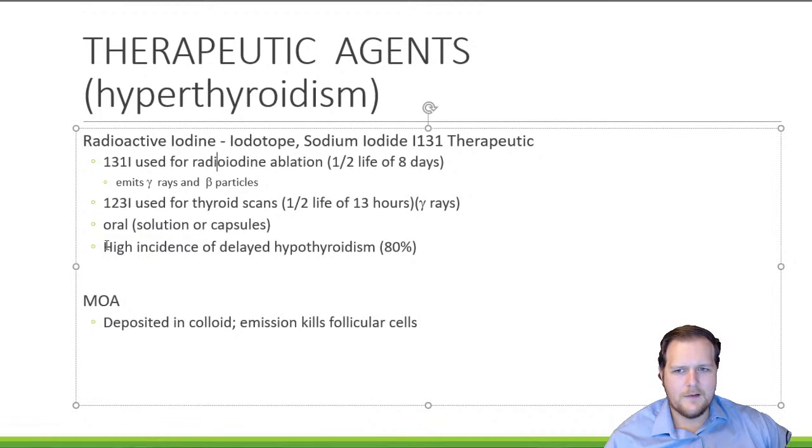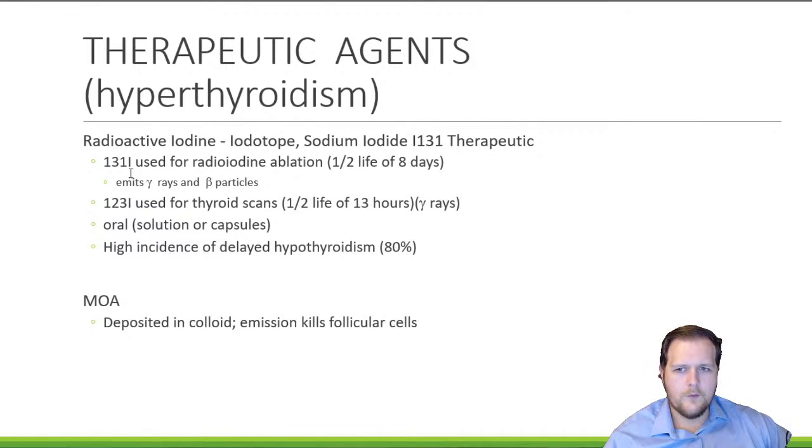But the big problem here is you're going to see a very high incidence of delayed hypothyroidism, which makes sense. Again, it won't be an immediate effect because it doesn't do anything to circulating T3 or T4, but it kills off the cells so that way they cannot produce any more T3 or T4. That's why it takes a while to kick in. But it can be useful if you have someone who has thyroid cancer, for instance, here.